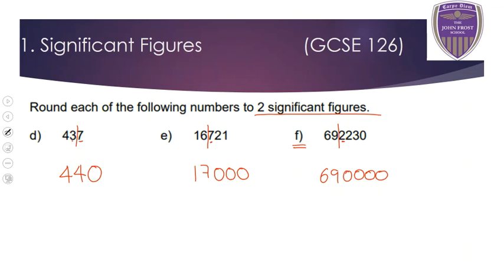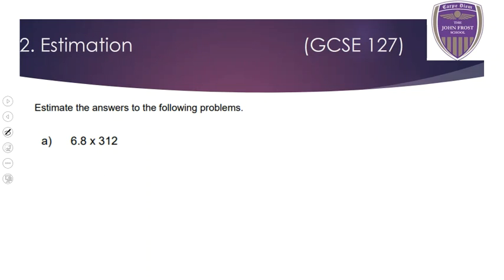And just a point to make on question F, right, when we round down, the number doesn't get smaller. Okay, so the 9 doesn't go down to an 8. When we round down, the number stays the same. Okay, so moving on. This leads us on to estimation then.